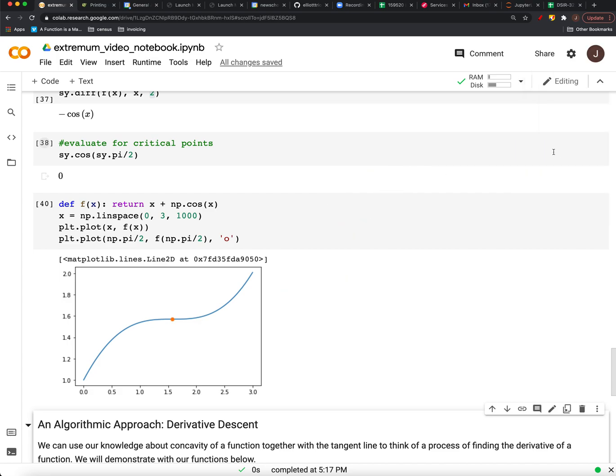Okay, so it doesn't always give us answers, but can sometimes be a much more efficient way of finding whether or not a point is a maximum or a minimum.